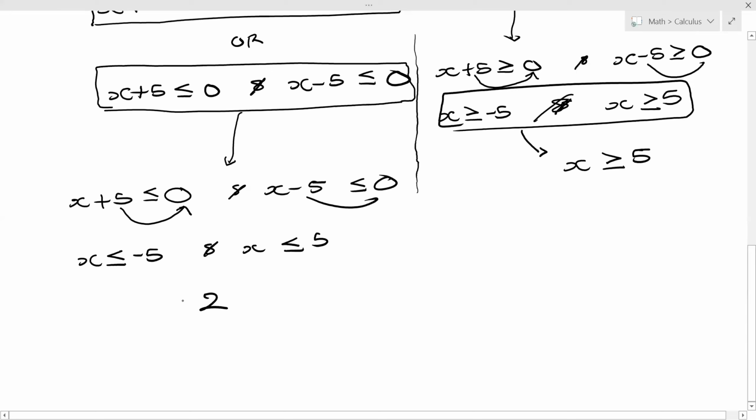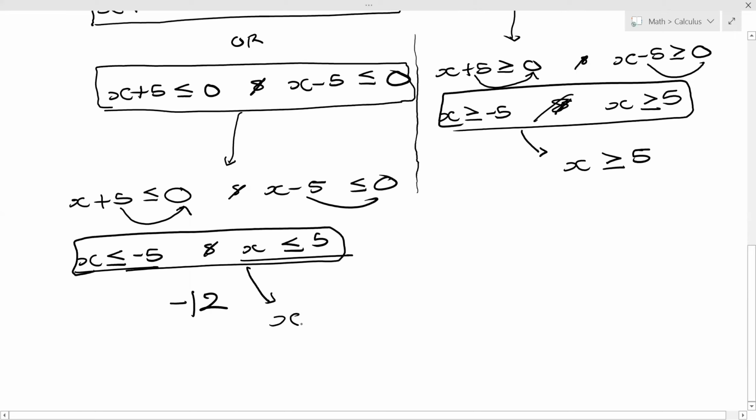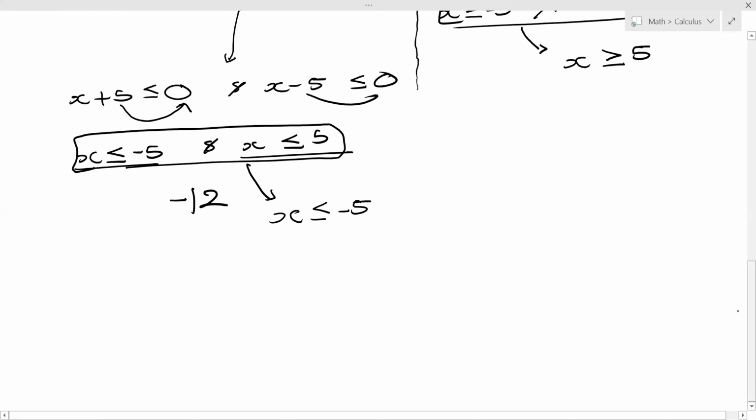But say you pick a number like -12. It does both. It is both less than or equal to -5 and less than 5. So we can combine these two and say x is less than or equal to -5. All right, so from the square root part, we have that x is greater than or equal to 5, and x is less than or equal to -5.